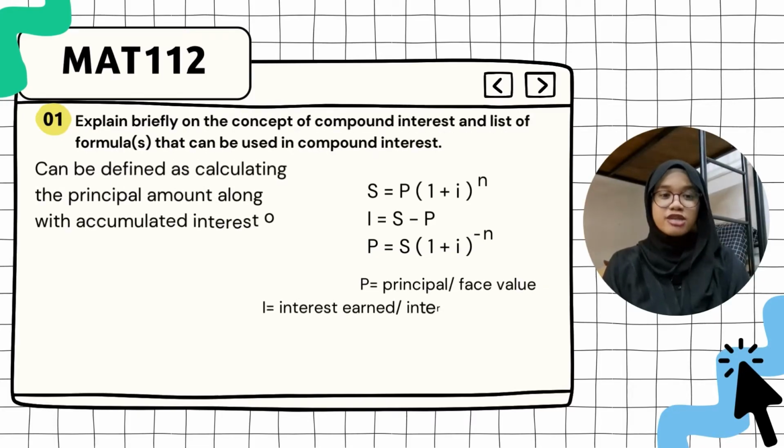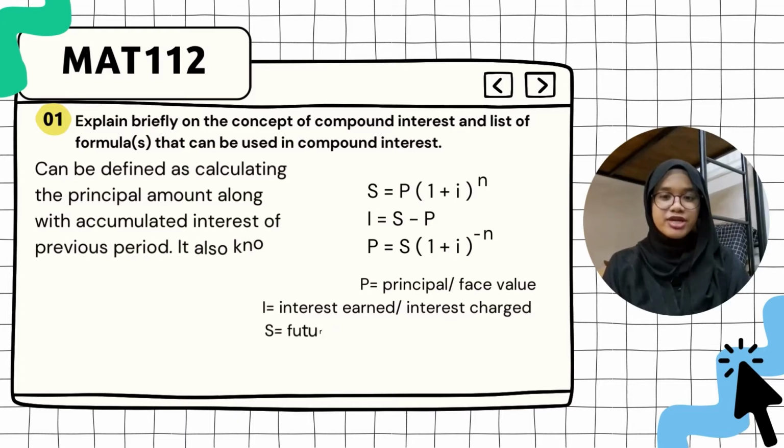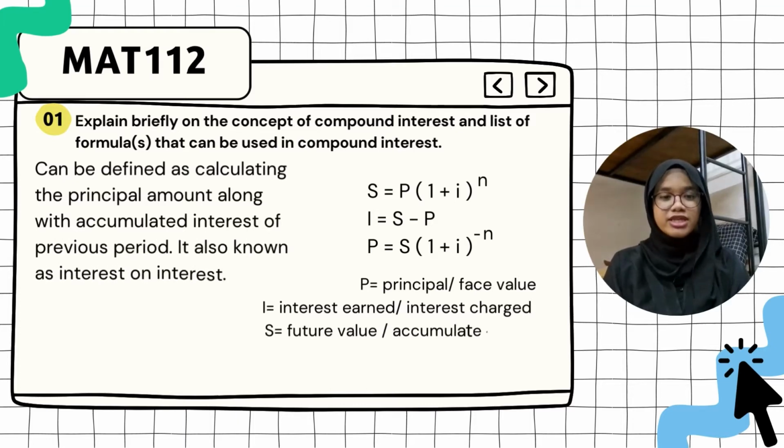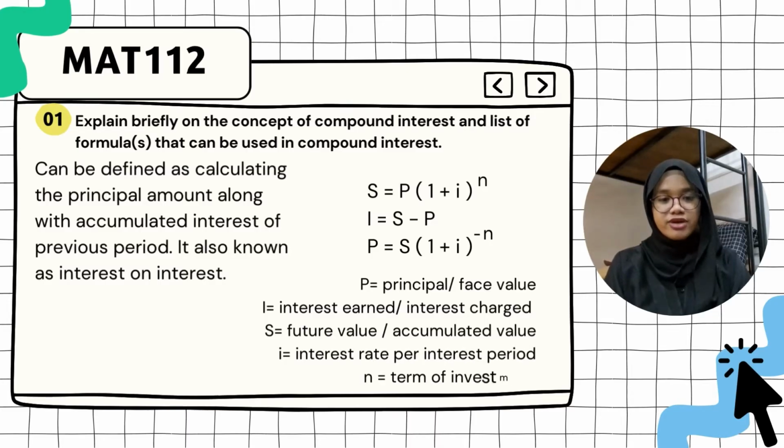The question is, explain briefly on the concept of compound interest and list the formulas that can be used in compound interest. Compound interest can be defined as calculating the principal amount along with accumulated interest of previous periods. It is also known as interest on interest.